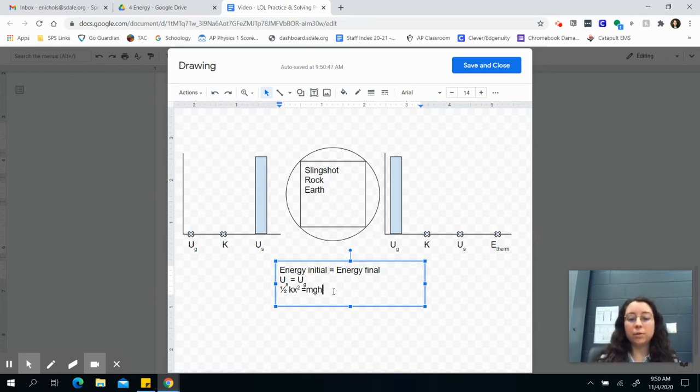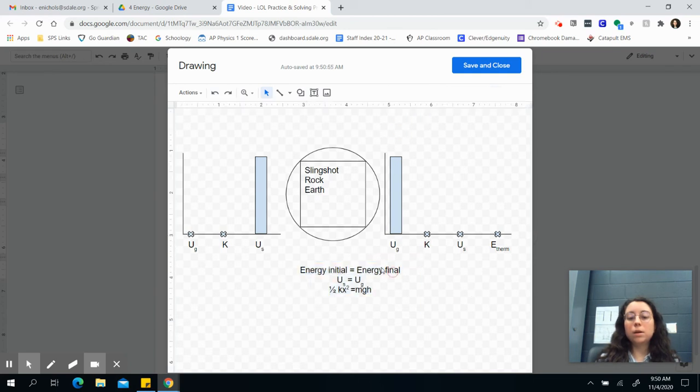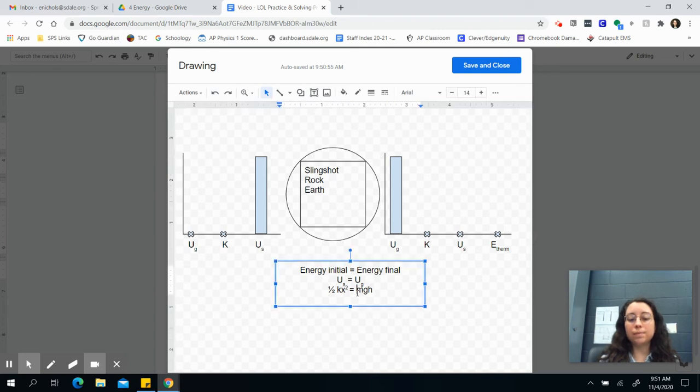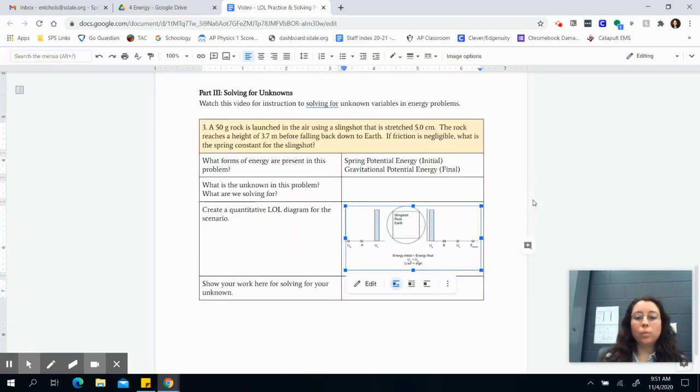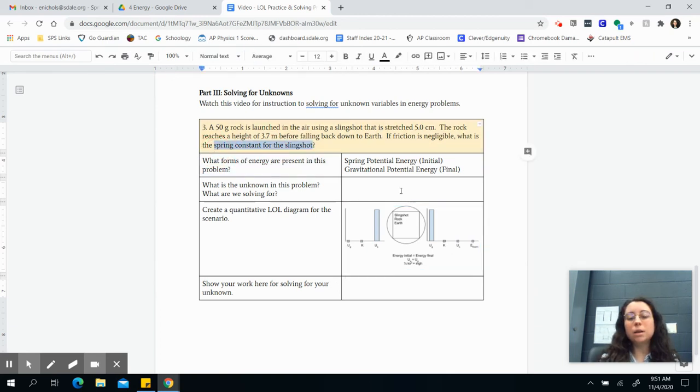mgh. Let's center this so it's easier to read. The formula for spring energy is 1/2 kx squared. The formula for gravitational potential energy is mgh, right? So I'm going to write that down right here so that I see it and I know it. What is the unknown? What are we solving for? It's asking for the spring constant, which is the symbol k, right?